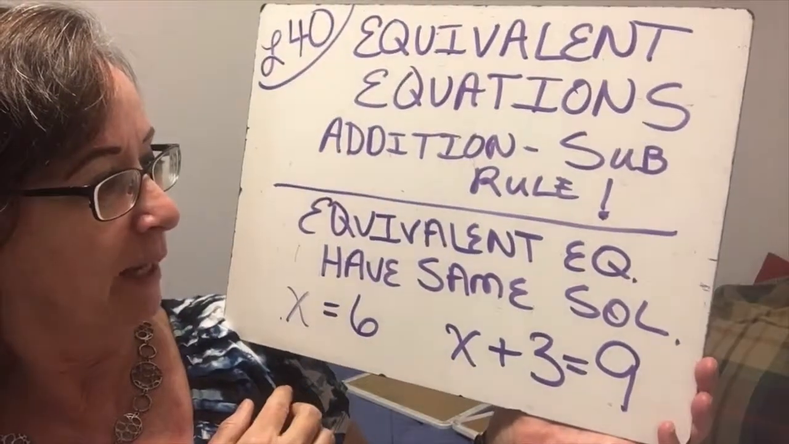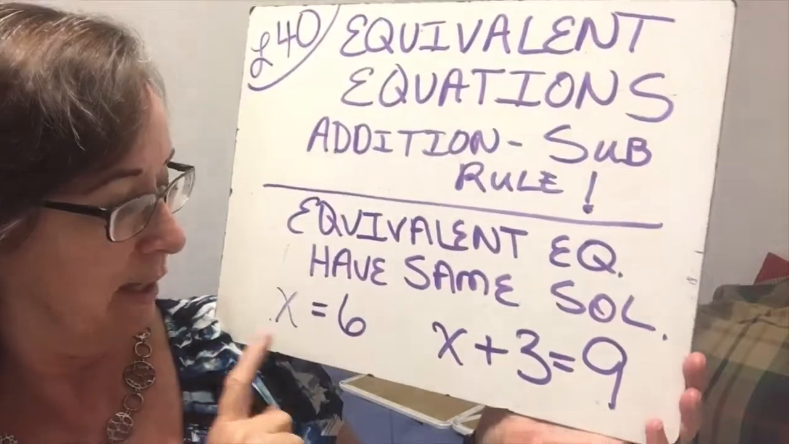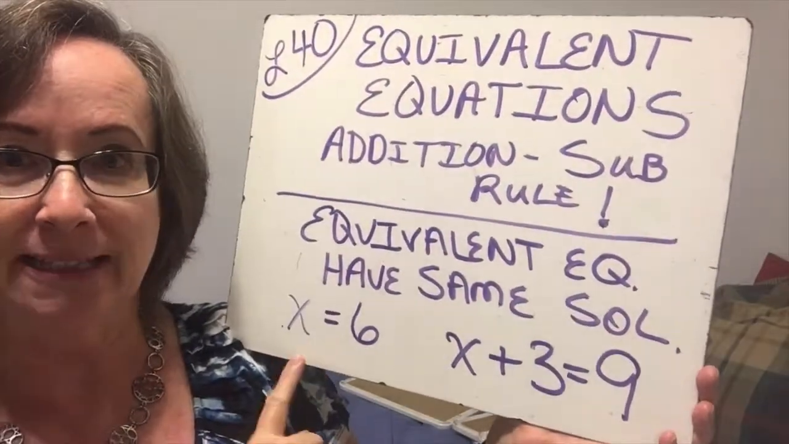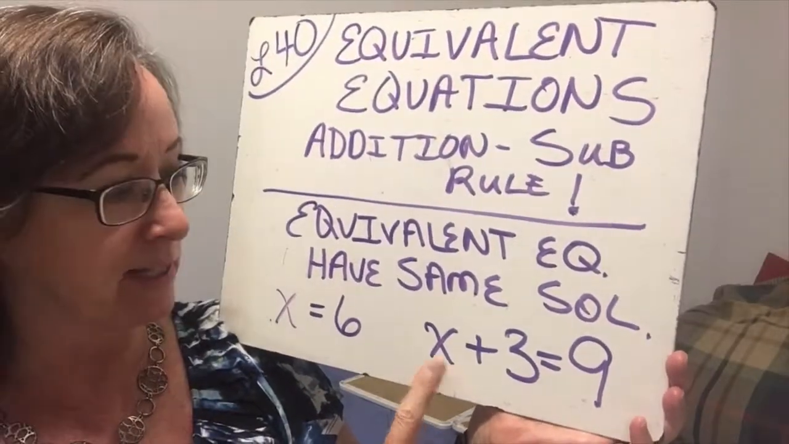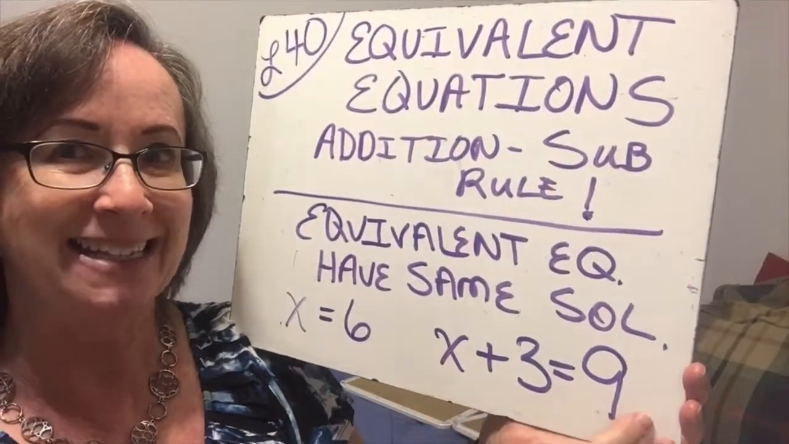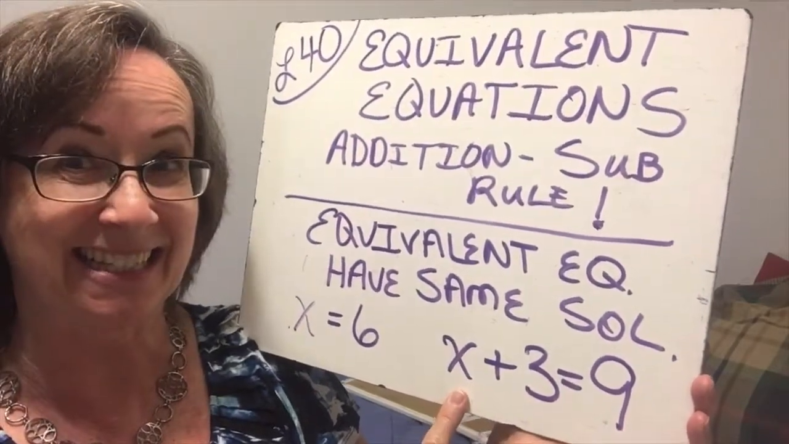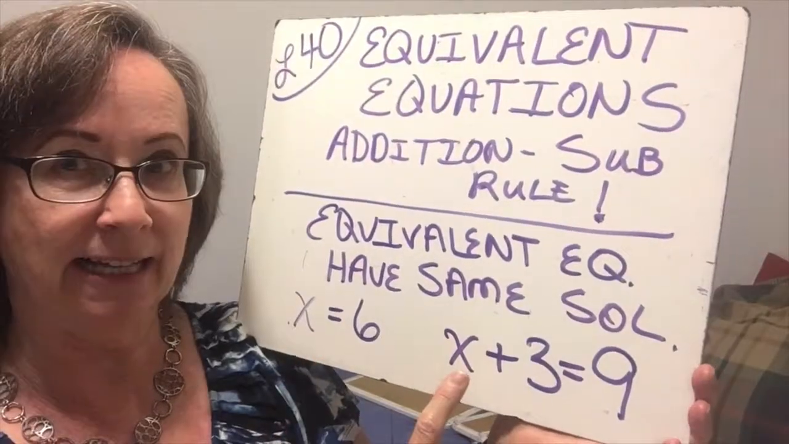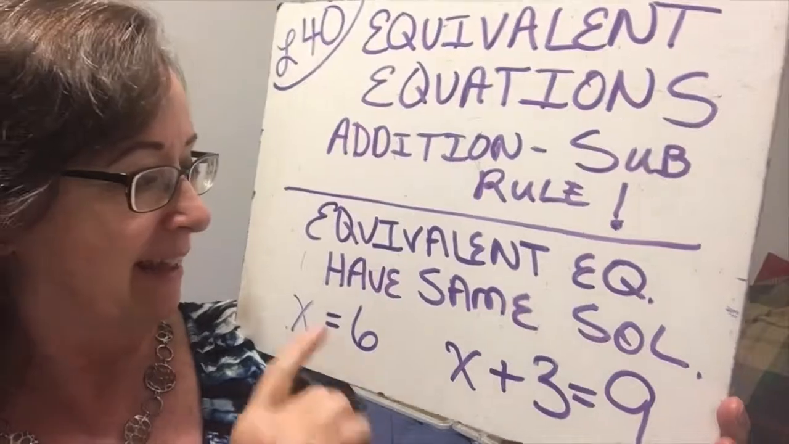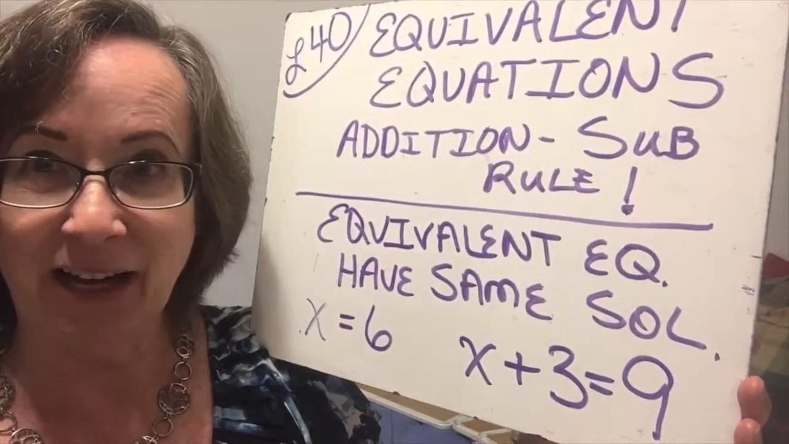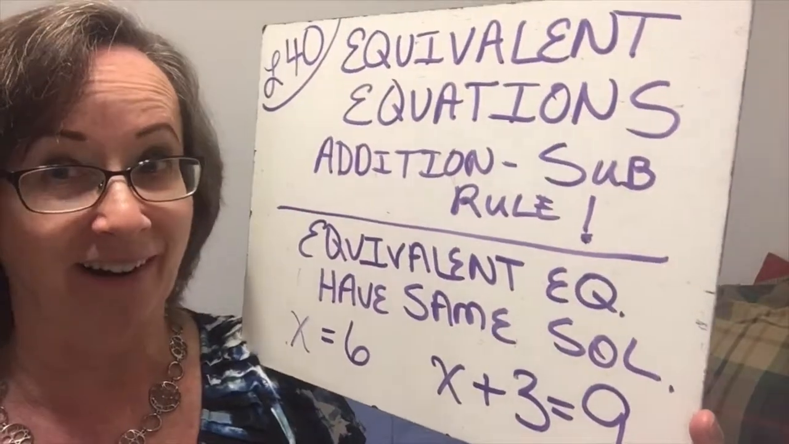Okay, so here we have a rule. Equivalent equations have the same solution. So here I have an equation that just says x is 6. Over here I have an equation that says x plus 3 is 9. Well, if I take away 3 and take away 3, then x is 6, isn't it? Since x is 6 and x plus 3 is 9, both have the solution of 6. These two are equivalent equations. So now let's go work on some equivalent equations of our own.